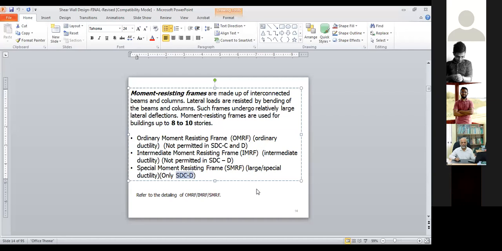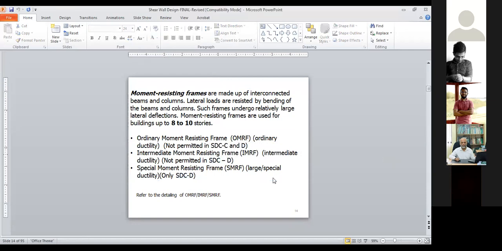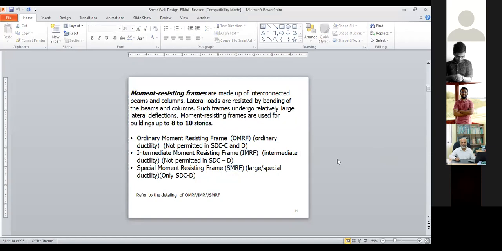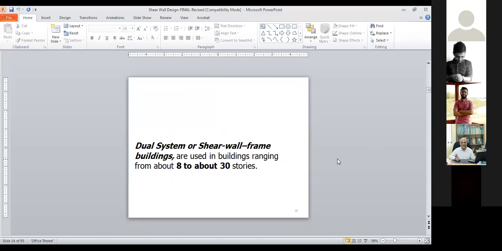You can have the special moment resisting frame or intermediate for some seismic design categories, something like that. Anyway, that is the requirement for ductility. Based on the ductility requirement, we can use an ordinary, intermediate, or special moment resisting frame. This is another topic. Maybe you can read the BNBC and get some idea of it.